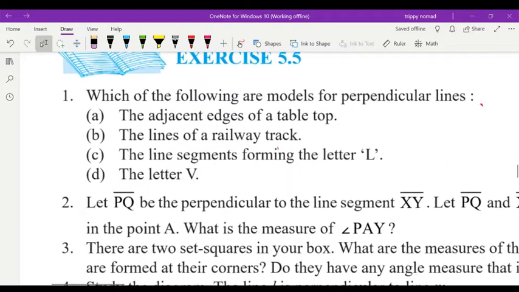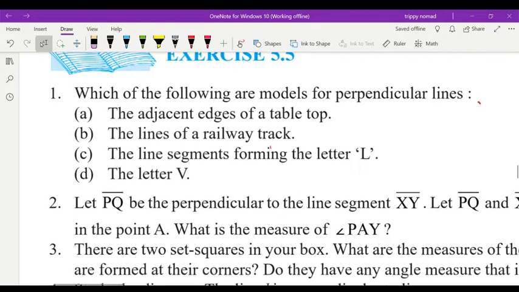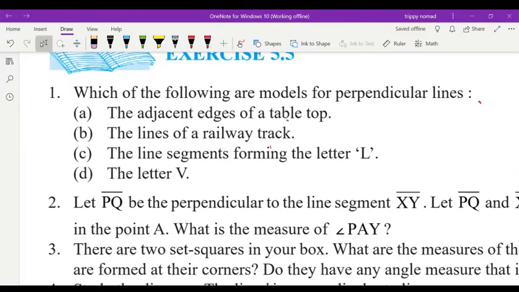First question, which of the following are models for perpendicular lines? The adjacent edges of a table top. When you see the top of a table, you will see that type of corner. So which angle is there? Adjacent edges will have 90 degrees. So I hope you understood that will be perpendicular. What will you write? Adjacent edges of a table top will have perpendicular lines.